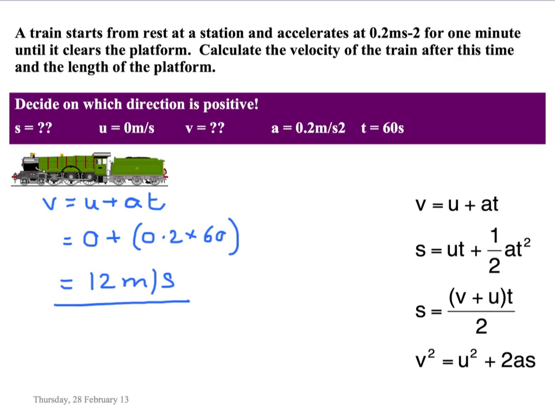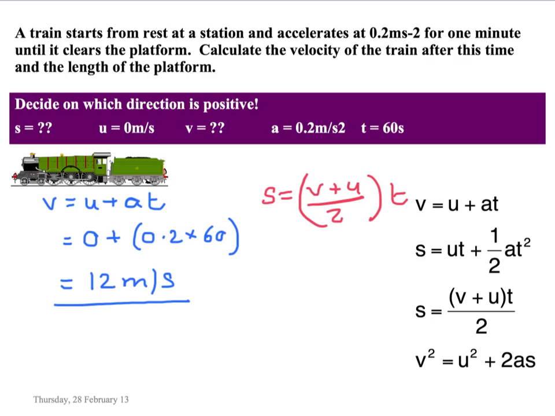Now my next job is to work out how long the platform is, and I need to use an equation that has got S in it. I now know all the other components, so I could use any 3 of these equations. I want to choose someone that's relatively straightforward, so I'm going to use this one here. Because it's asking me to find out S, I won't need to do any rearranging at all. So again, to show my working out, I need to start off by writing the equation that I'm going to use, which is S equals V plus U divided by 2 times T.